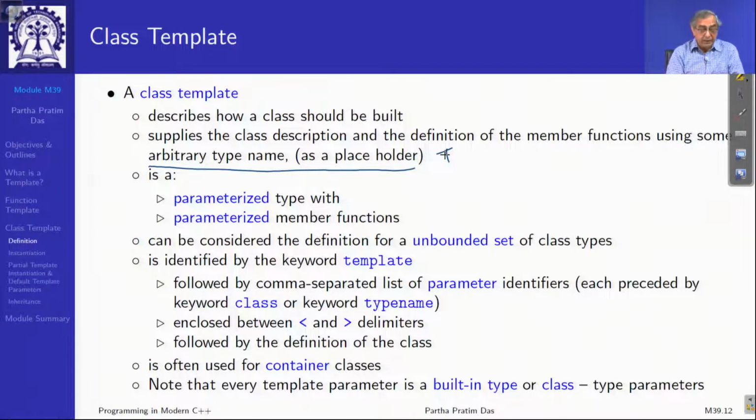In order to express that, we use the keyword template, like we did in case of functions as well, and we have comma separated parameter identifiers which are preceded by the keyword class or typename. We have seen this before. They are enclosed between angle brackets, and then follows the definition of the class. As I said, it can be used in several contexts, but most often it finds use in the container classes, particularly the ones that we find in the library.